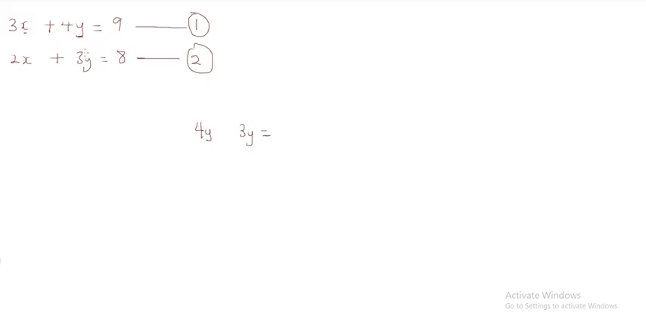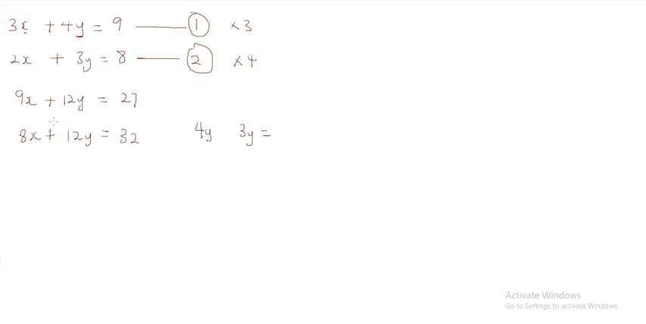The way I can do that is to use the coefficients here to multiply equation 1. So I'll say times 3 here. And for equation 2, I'll use this 4 to multiply equation 2. The reason I'm doing this is to make the value of y the same for the two equations. That means 3 times 3x is 9x. 3 times 4y is 12y. 3 times 9 is 27. 4 times 2 is 8x. 4 times 3y is plus 12y. 4 times 8 is 32.